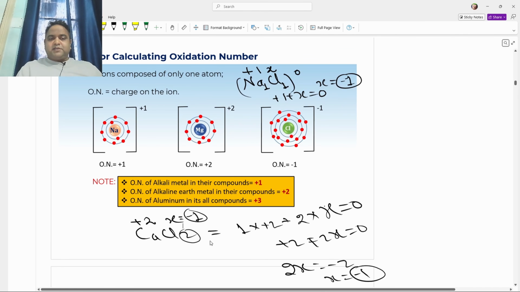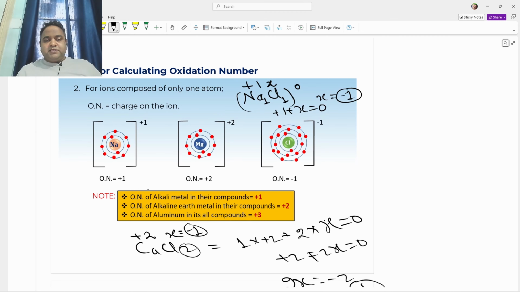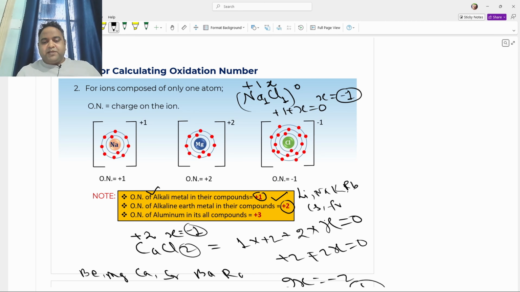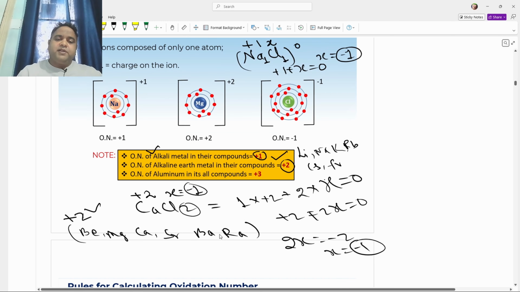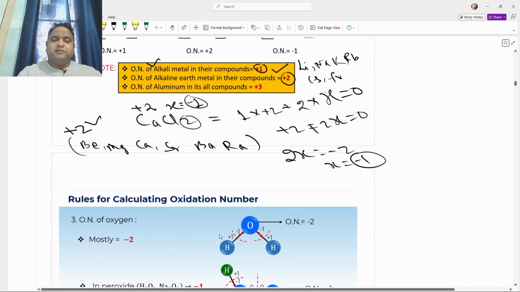Here are a few facts you can remember. One is alkali metals. All alkali metals always have +1: lithium, sodium, potassium, rubidium, cesium, francium. All always have +1 oxidation state. What about +2? Be, Mg, Ca, Sr, Ba, Ra. In all cases, the common valence is 2, and the charge is always considered as +2. When we talk about aluminum, it is always going to be +3.